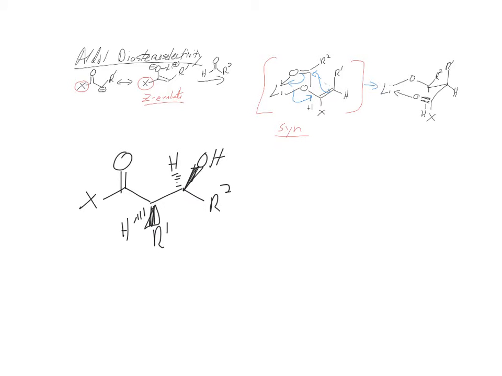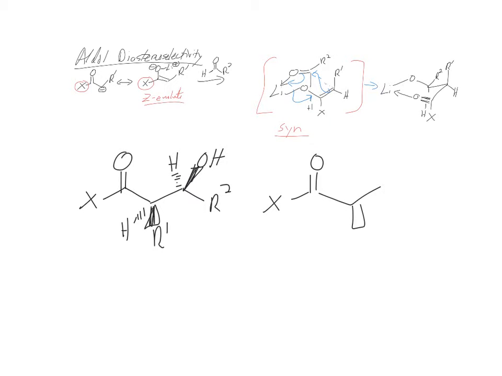Right now, this could attack that side or the other side. There's no preference. We're always going to get the similar relationship between the OH, in this case, and the R1. They're always going to be syn. But we could also get the other enantiomer of this. What would the other enantiomer of this look like? The other enantiomer would look like this.